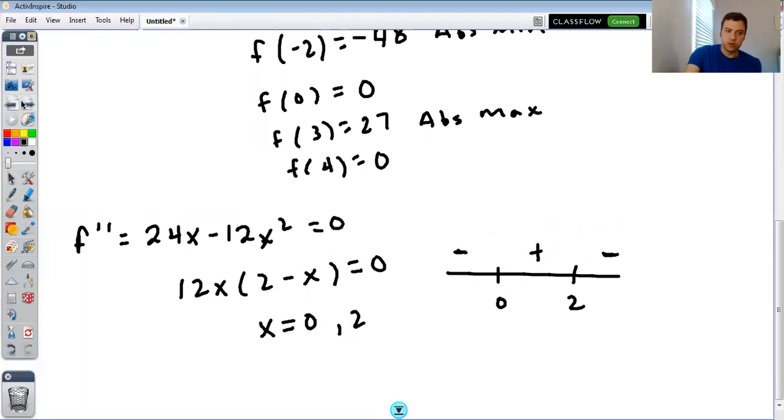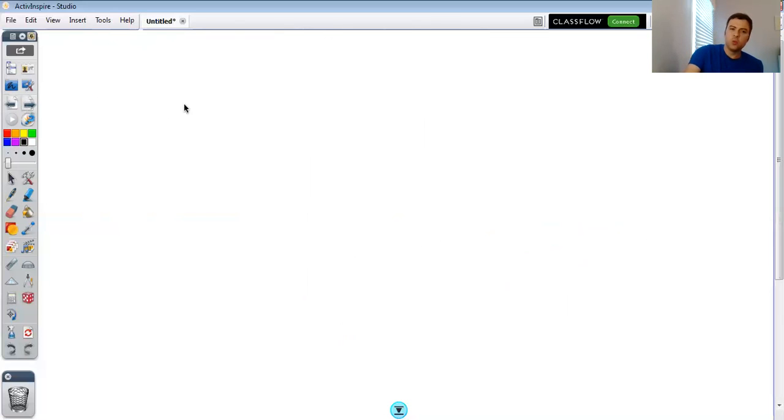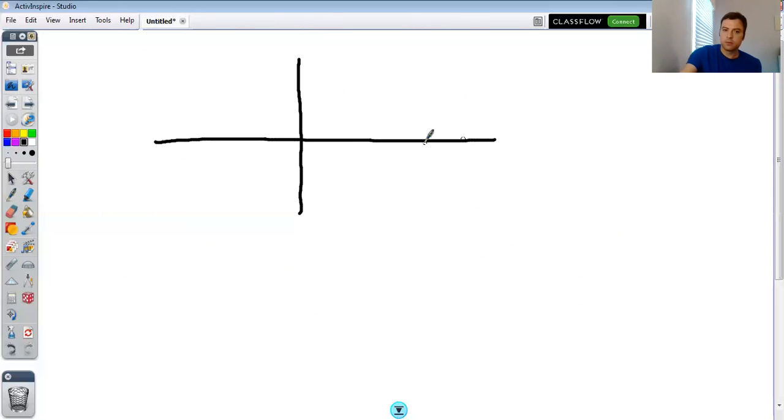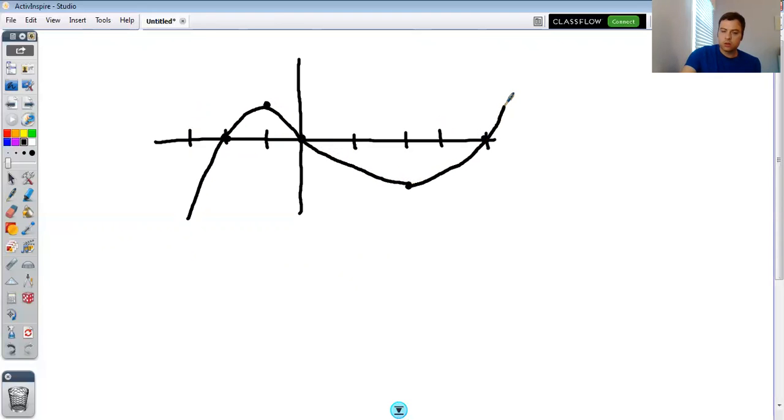Okay, so now let's look at just a really quick f prime graph example. I don't want to make this video run on too long. So what do you do if you have to look at the graph of f prime? I'm just going to do a quick sketch right here. All right, so let's say that this graph represents f prime, the derivative of some function.